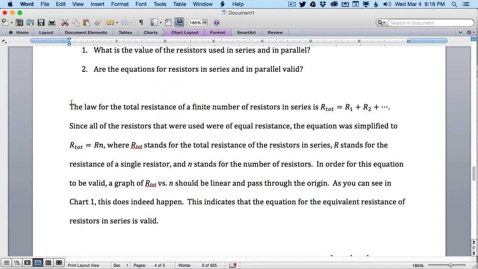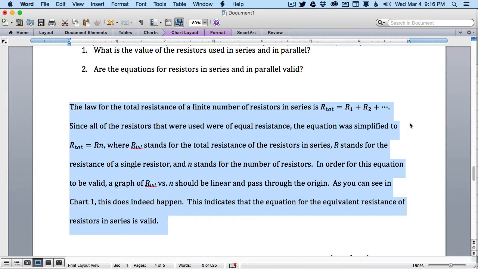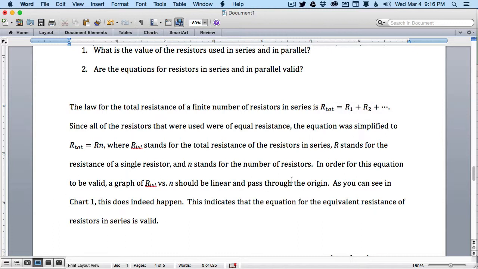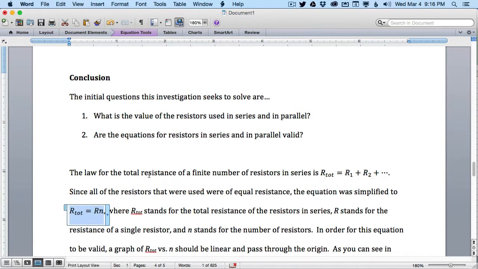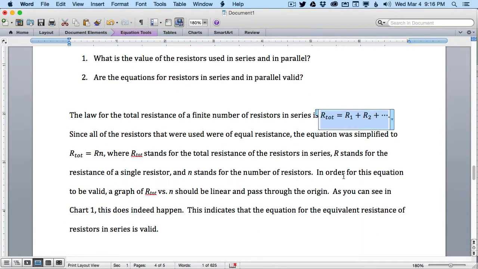So if you'll notice what I did here, and I have uploaded this to ManageBack, so you can take a look and see how it works. I'm explaining, I'm showing the equation, I'm talking about what I did, how I simplified this equation to this equation, and I'm defining some of these terms. Then I'm laying out the fact that if this equation is true, then I would expect the graph to be linear and pass through the origin.